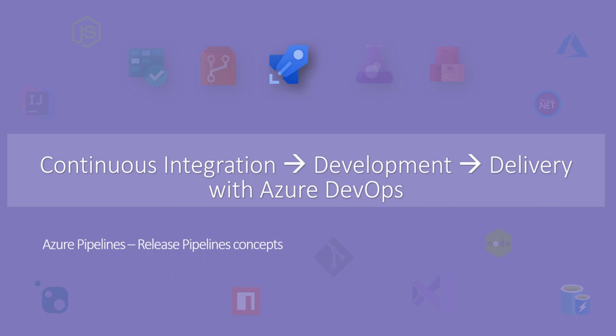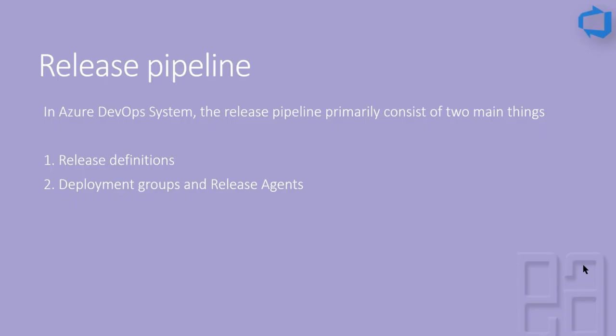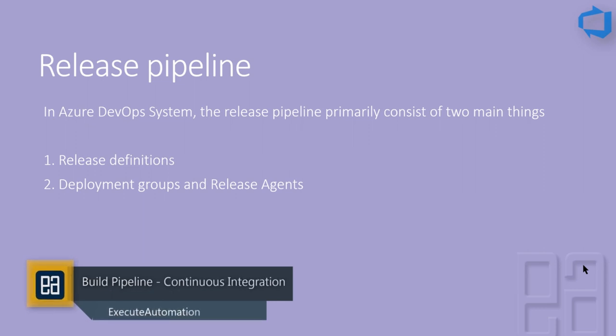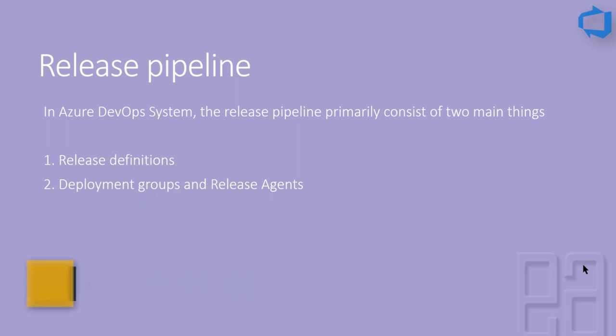So in our last section, we saw the different ways of working with Azure pipelines for the build pipelines, and we never talked about the release pipeline because, again, it's yet another bigger concept, much like the build pipeline. So in the Azure DevOps system, the release pipelines primarily consist of two main things. One is the release definitions, and the next one is the deployment groups and release agents. The release definition is pretty much like how we did the definition for the build, but this time it is going to be a little different compared to the build definition itself.